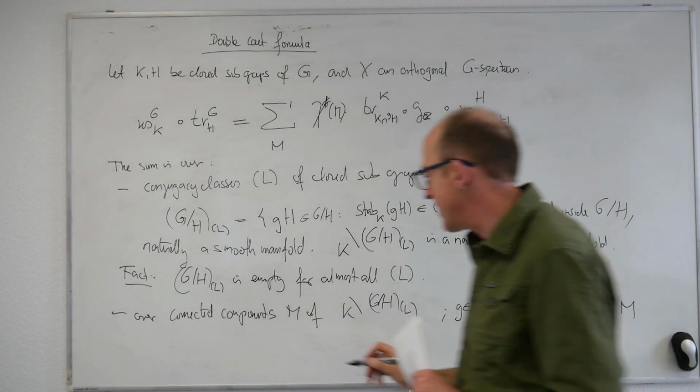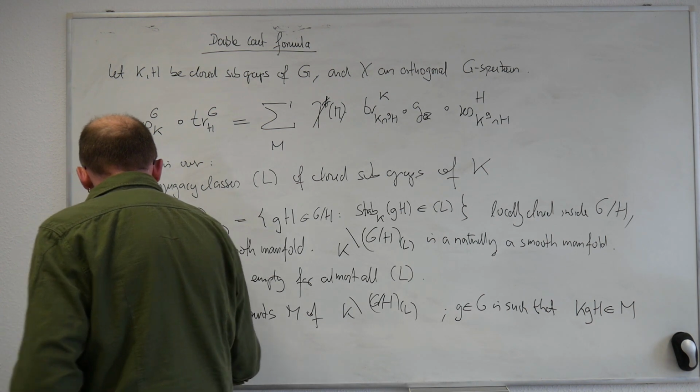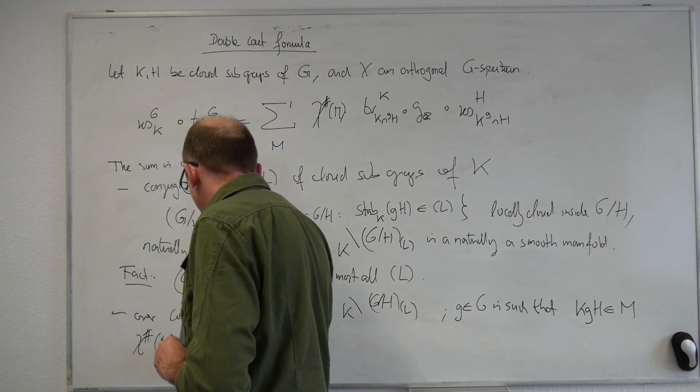So this, as I said, is an integer. So this chi sharp of M is an Euler characteristic. It's called the internal Euler characteristic.